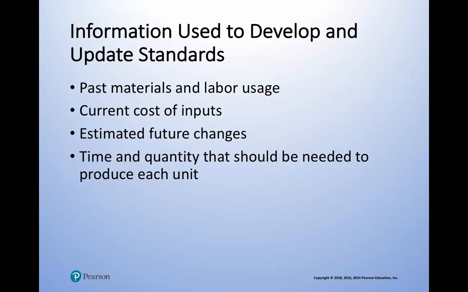We then look at the current cost of inputs, right? So the current costs of our material, of our labor. And that's an important thing we want to look at and want to remember as we go through this chapter. We're looking at the inputs into our manufacturing, the inputs of providing our services. We're not looking at the output. We're not looking at how many units we produced.